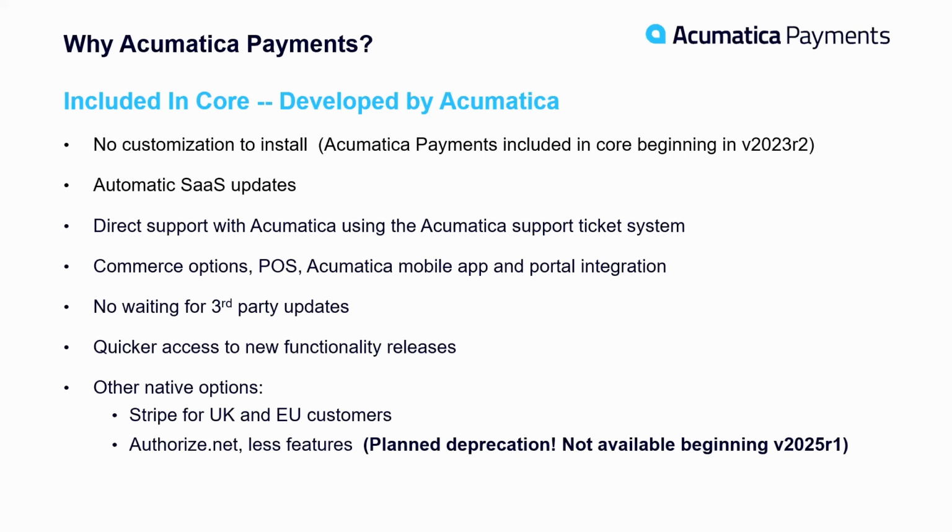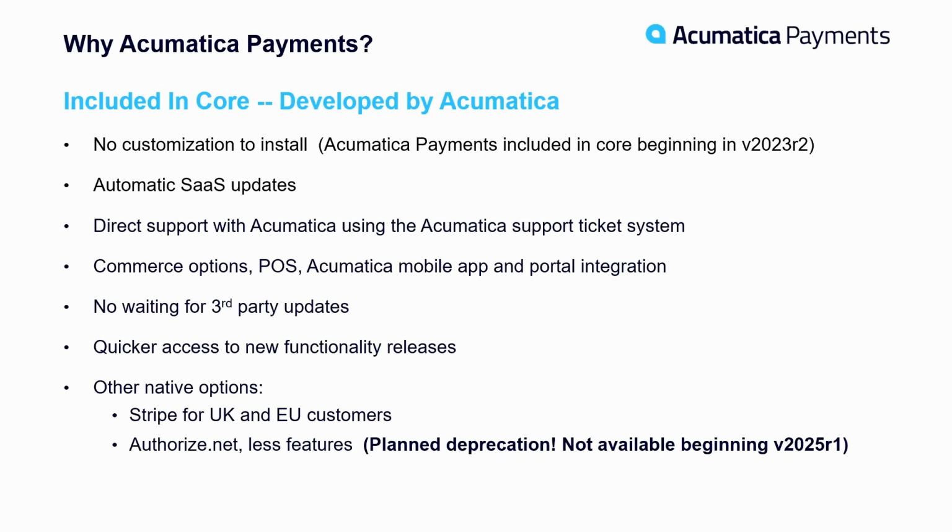Acumatica Payments is included in core beginning in version 2023 R2. It does go back a year before that, which would require a customization, but most customers are now on at least 2023 R2, and it is available in the core. So it's just a matter of going in, activating it, and configuring it for your merchant account, which we'll also talk about.